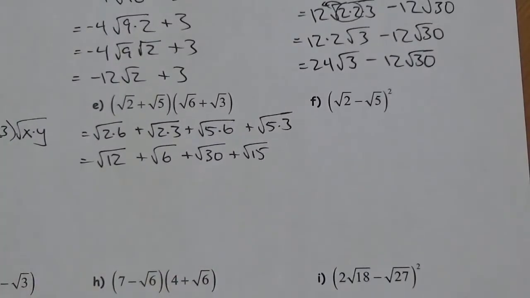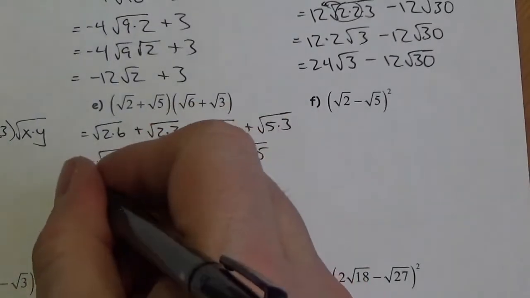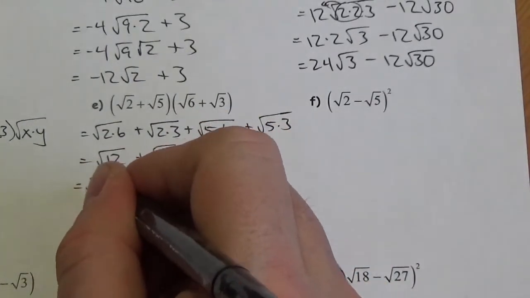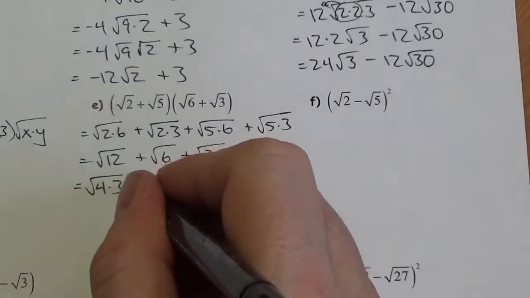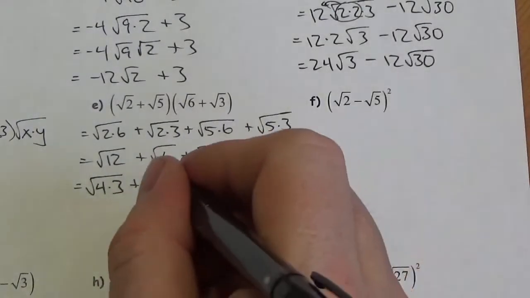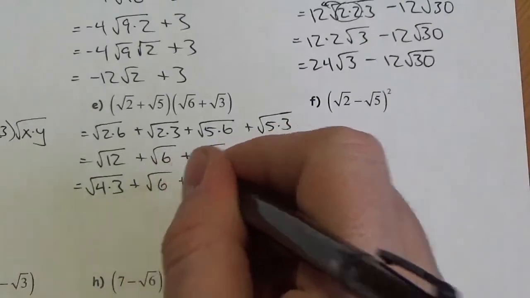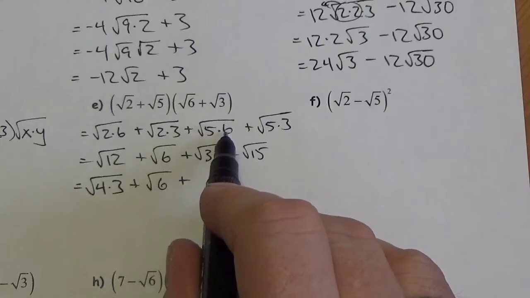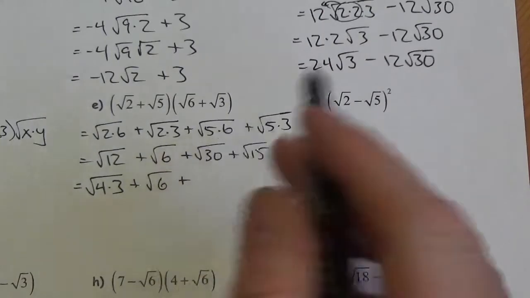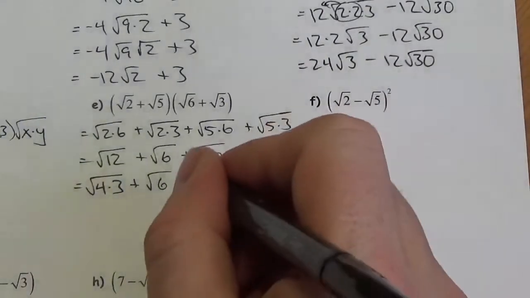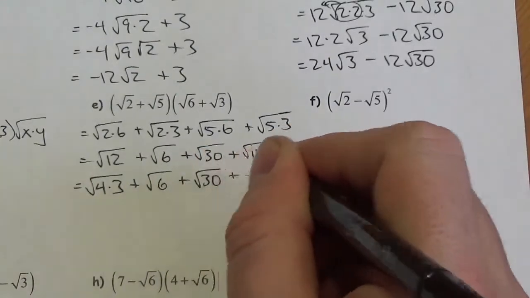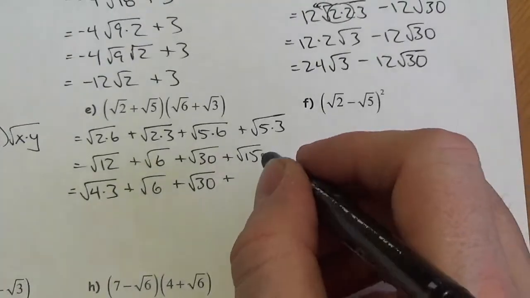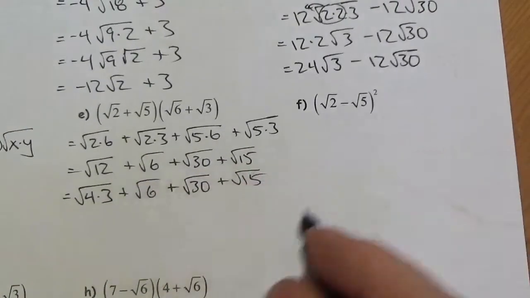Well, not a lot can happen here, except that I've worked with 12 before. I already know that this is going to be 4 times 3. But 6 is 2 times 3. Each factor only shows up once. 30 was 5 times 6, and 6 is just 2 times 3. Every factor in 30 only shows up once, so that's as good as that's going to get. And 15 is just 5 times 3. There's no duplication, so that's it. That becomes just root 15.